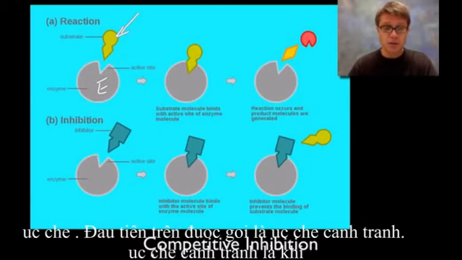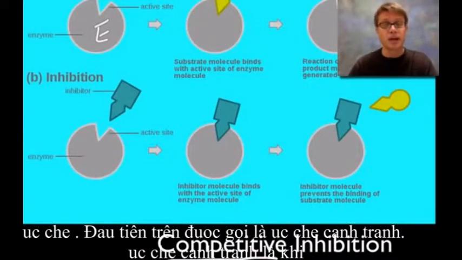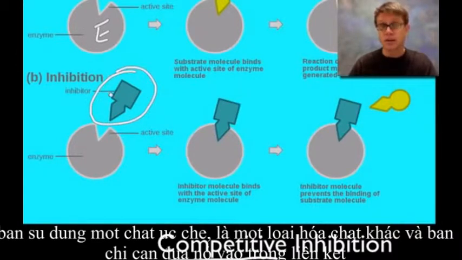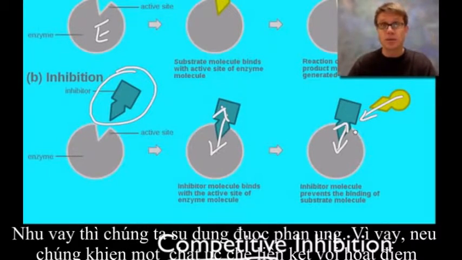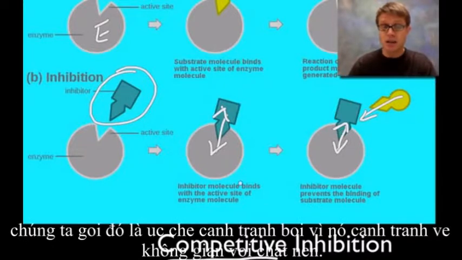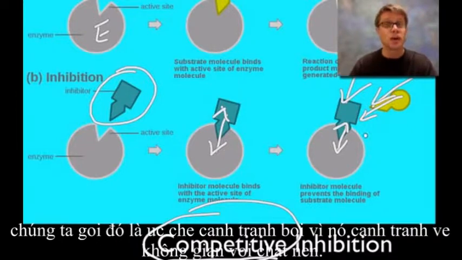Well, there are two types of inhibition. First one is called competitive inhibition. Competitive inhibition is when you use an inhibitor, which is another chemical, and you get that to bond into the active site. So if you have that bonding in the active site, then that substrate can't fit in. And so we're going to stop the reaction. So if we make an inhibitor that bonds to the active site, we call that competitive inhibition because it's competing for the space with the substrate.